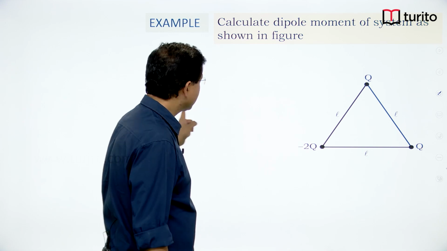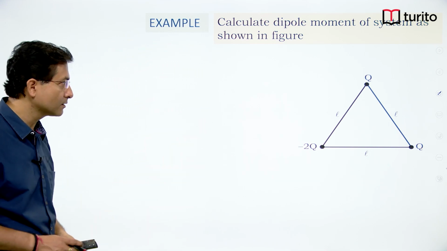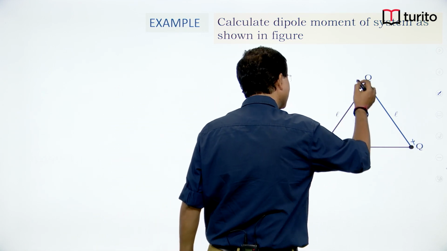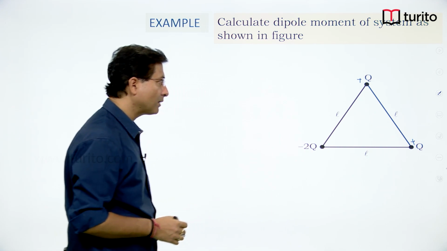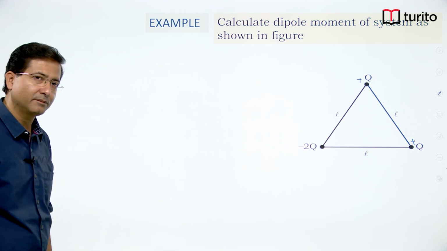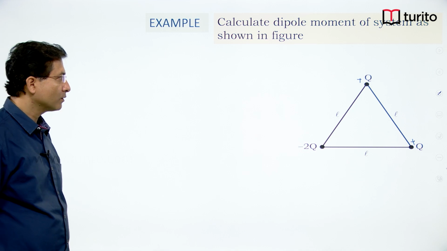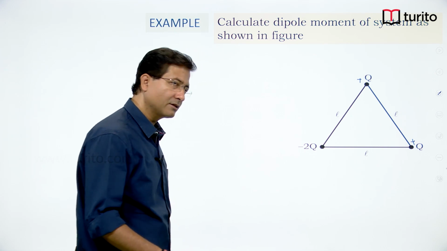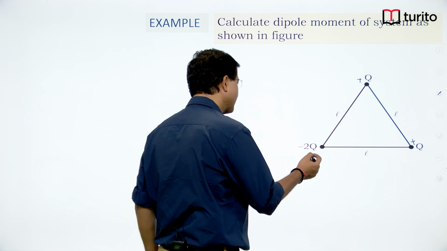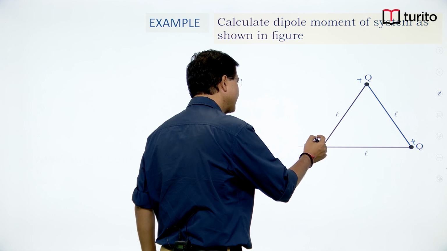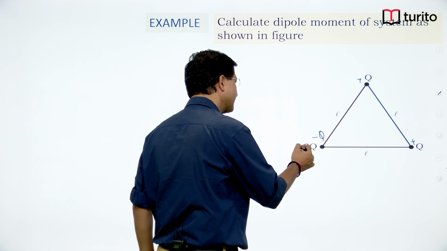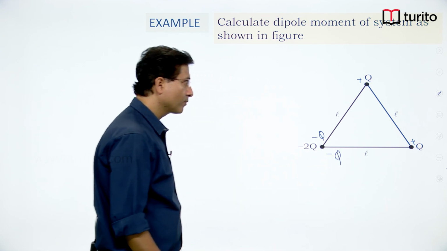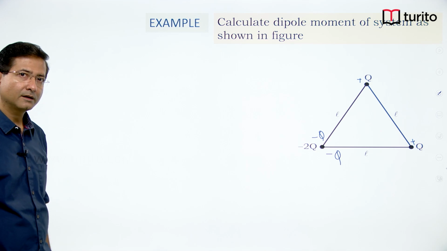So, you can see that this system contains 3 charges, plus q and here minus 2q. If I ask what is the dipole moment of this arrangement, what I can do is break this minus 2q into 2 parts, minus q, minus q, right. So, minus 2q can be written this way, right.